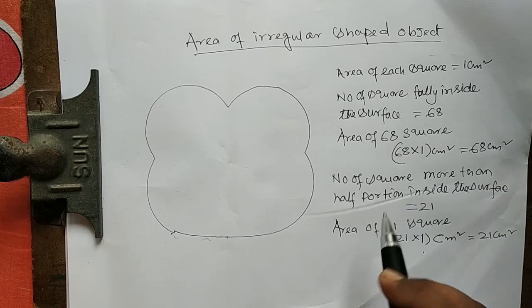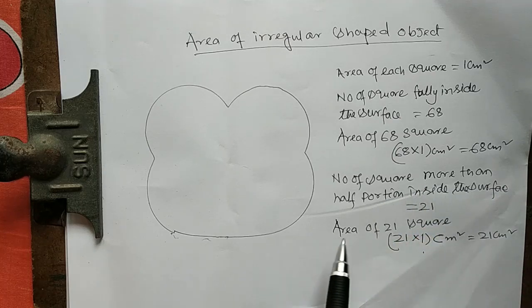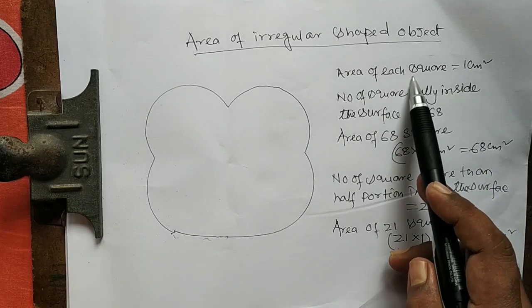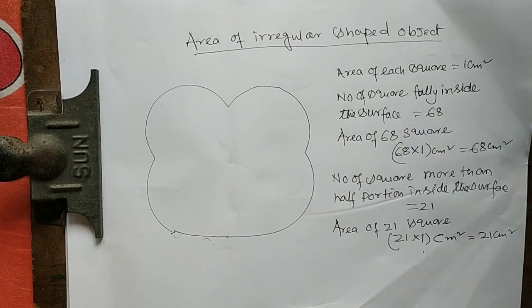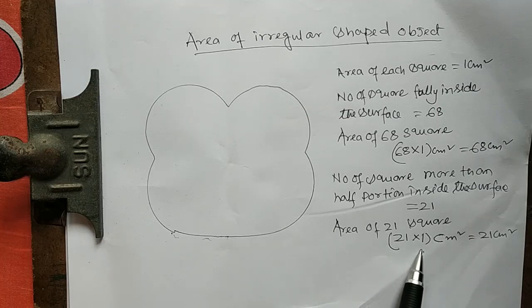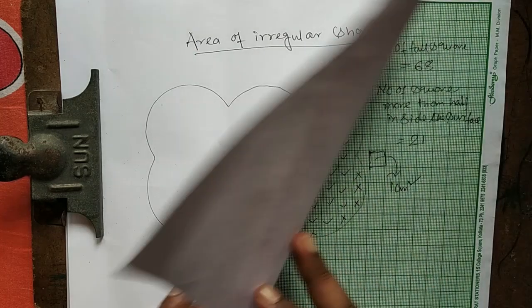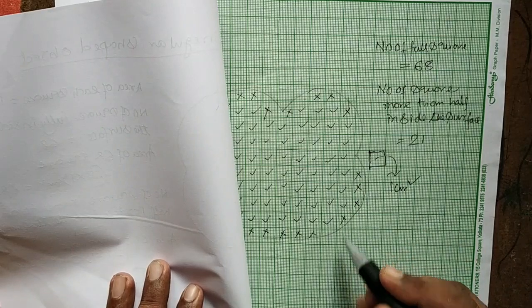Now you might be thinking, sir, here you have multiplied by 1 centimeter square, but the portion taken inside is not a full square. If it is full, then it is 1 centimeter square, that is okay. But here we have taken half or more than half. So why have we taken 1? It should be less than 1. I totally agree with you. It should be less than 1 because it is not fully taken.